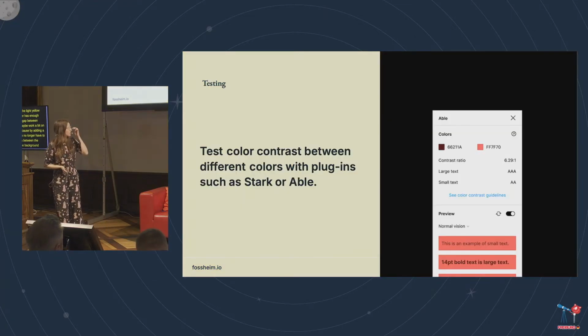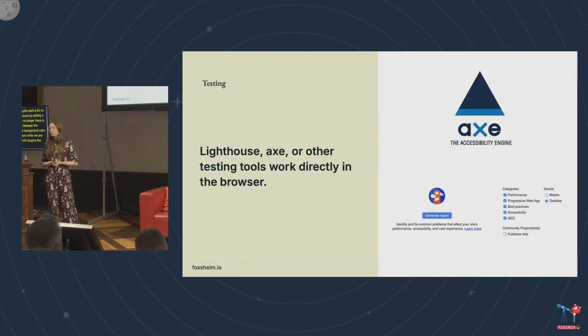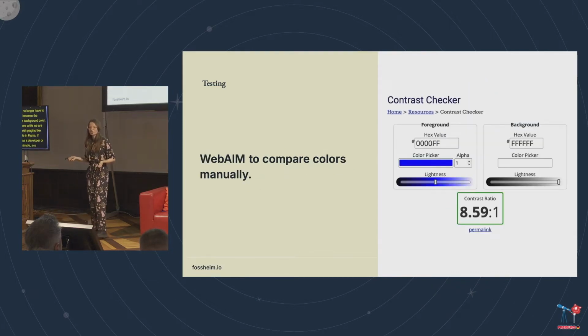And we can test this as designers while we are designing in Sketch or Figma with plugins like Stark or Able. I mostly use Able in Figma. If you're working in the browser as a developer or as a tester, you can use, for example, aXe, or Chrome has Lighthouse built in, which will also check for color contrast. If you're neither designer or developer and you don't feel like playing with any of those things, you can also go to the WebAIM color contrast checker.